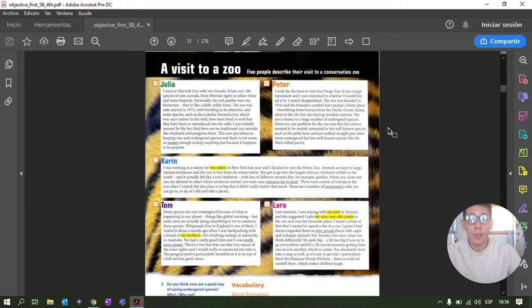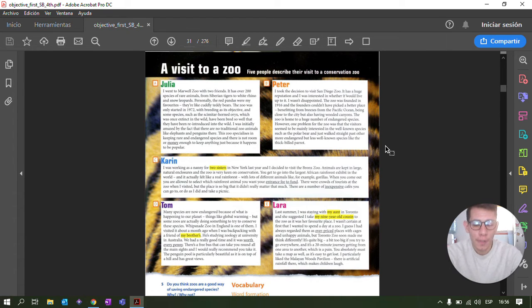In this unit, what we have is part of a reading that I will probably send you later, that talks about a visit to a zoo. And I would like you to give me your opinion about zoos in general. Do you think they are okay? Do we need to, I don't know, ban them or prohibit them? What do you think about it?